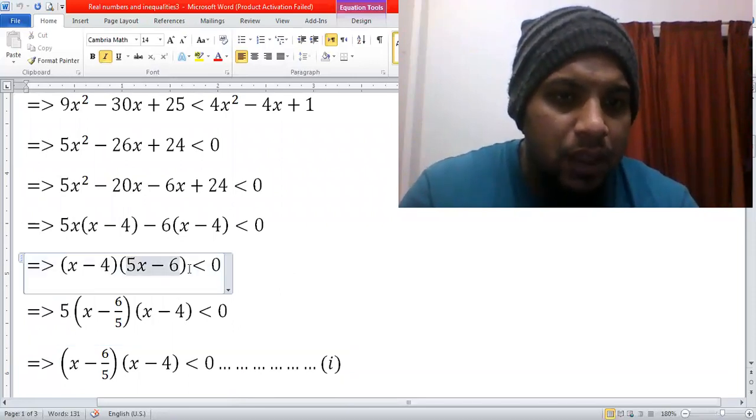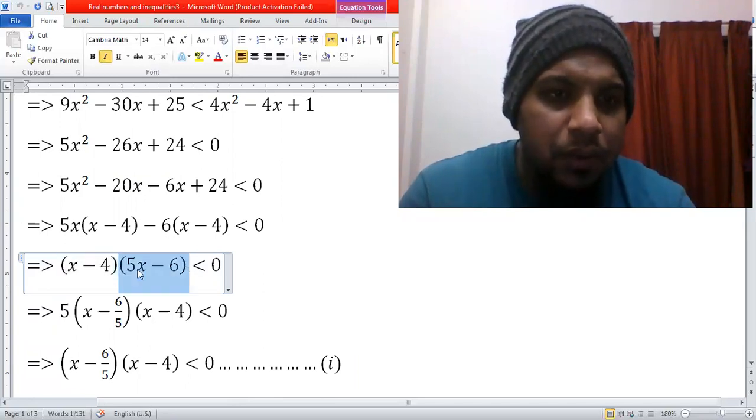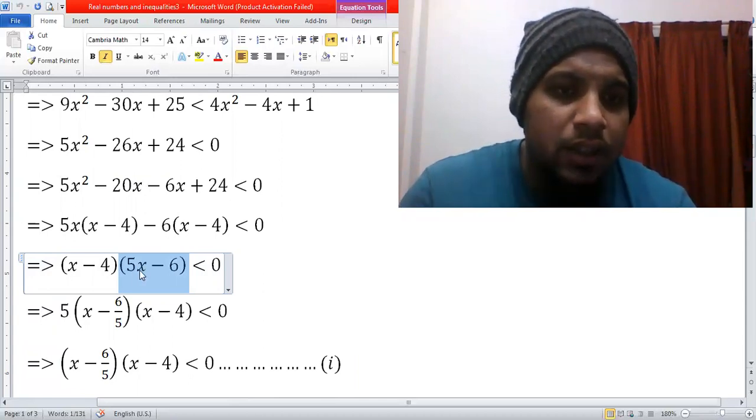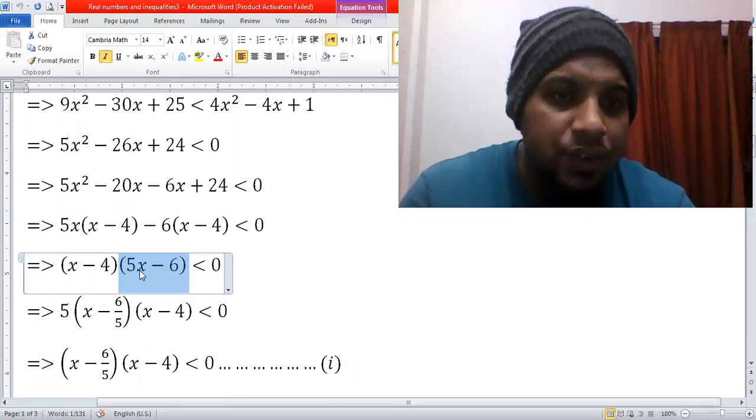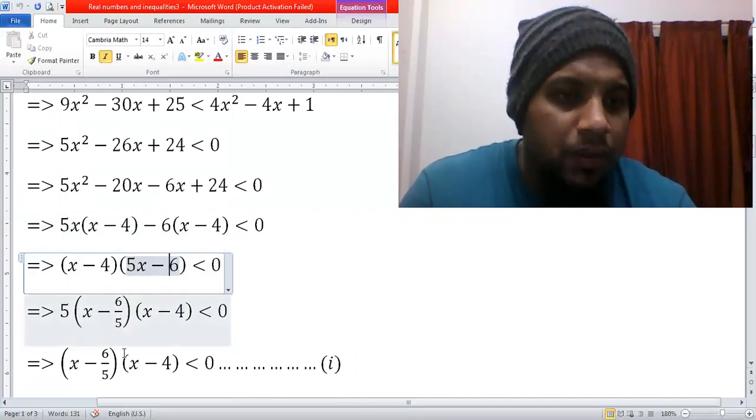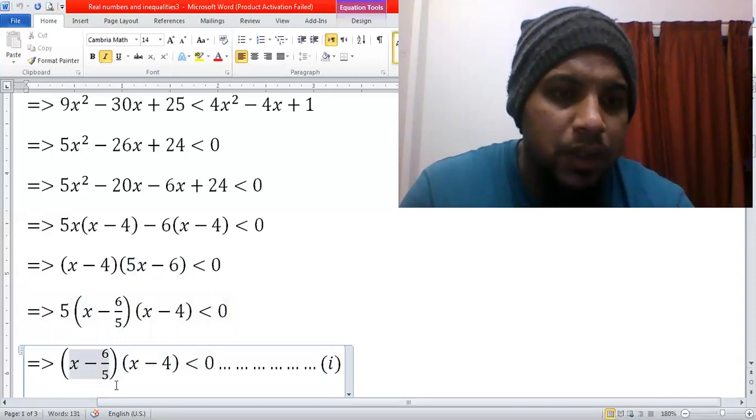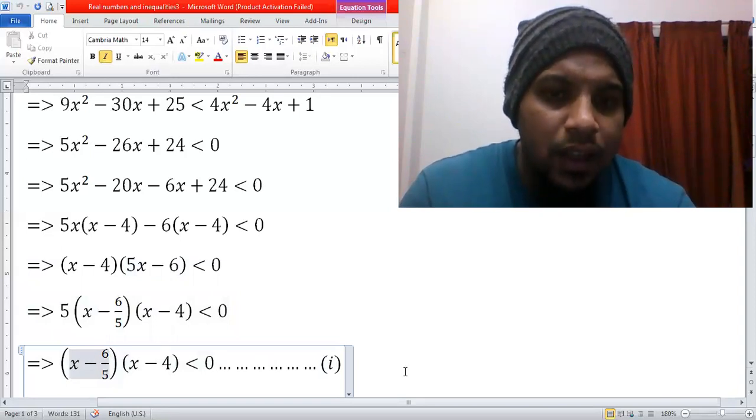Here we take 5 as common. We are not taking any constant with x as a product, not taking any coefficient with x. That's why we take 5 as common. So it becomes x minus, and since there is no 5, we have to divide this term by 5. It is 6 by 5. As a result, if we divide both sides by 5, it becomes x minus 6 by 5 times x minus 4 is less than 0.